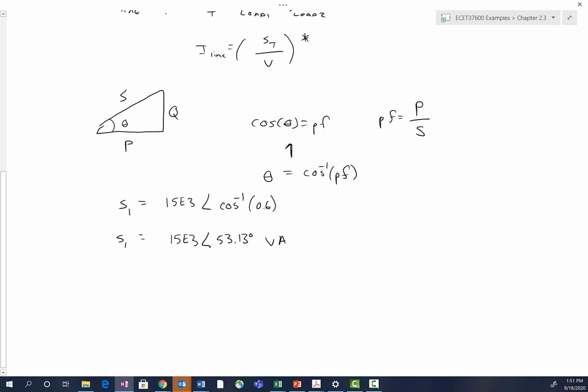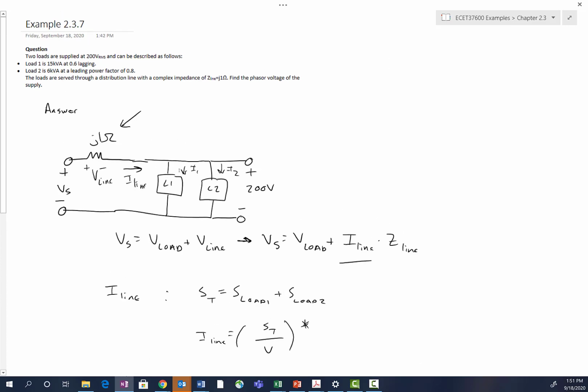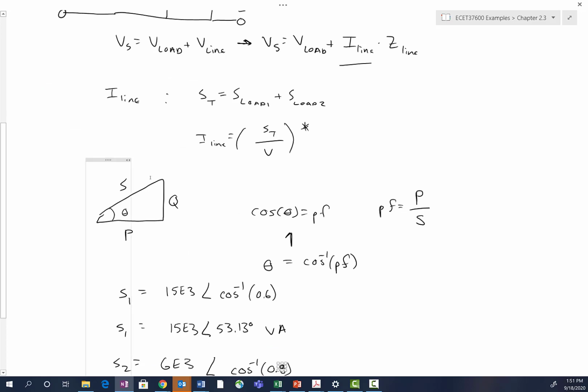So a similar thing needs to be done for load 2. So we were told that it was 6 e to the 3, and it was at an angle of the arc cosine of 0.8. Now I want to scroll up a little bit and talk a little bit about lagging and leading. A lagging power factor means that the circuit is inductive and the power triangle is in the first quadrant of the complex plane.